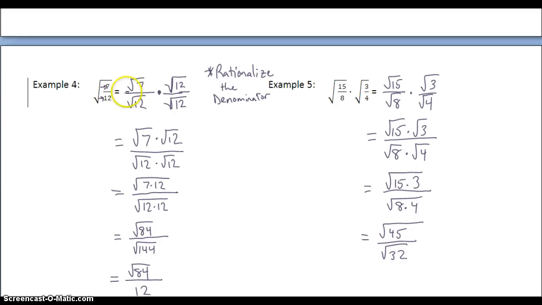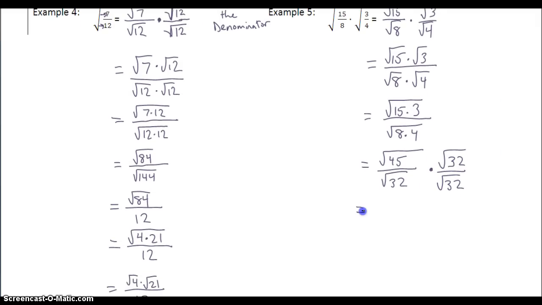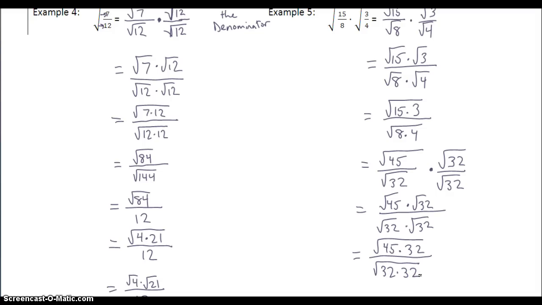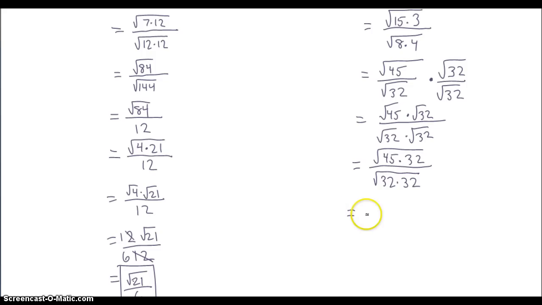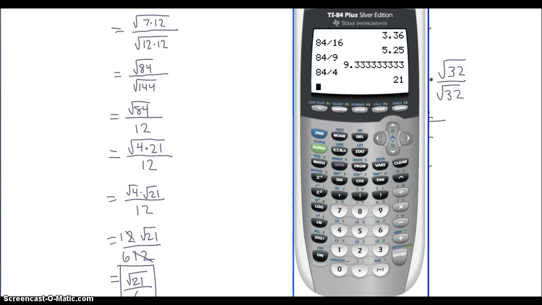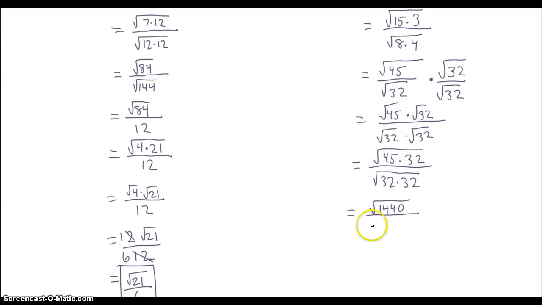Now at this point, I'm right here. I need to rationalize my denominator by multiplying top and bottom by the square root of 32. And again, multiply my fractions, multiply my numerators together, multiply my denominators together. To simplify my numerator, I can rewrite it underneath one square root symbol because they're both square roots. Same with my denominator. Now I can do that math. 45 times 32. 32 times 32.